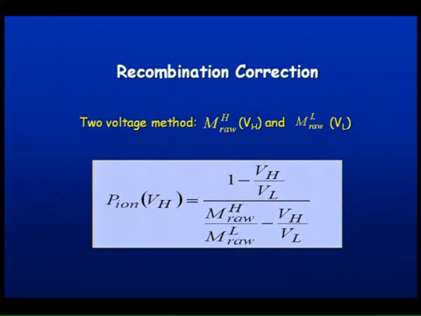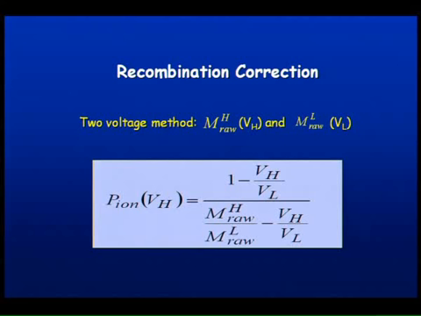Recombination correction. Again, Larry spent a good bit of time talking about it. The incomplete collection of charge inside the cavity gives rise to this correction. And it's given by p-ion. Larry mentioned that there is general recombination or initial recombination that takes place inside the cavity, and the protocol recommended the two-voltage technique for correcting for this ion collection efficiency.